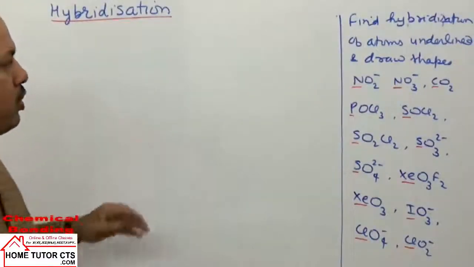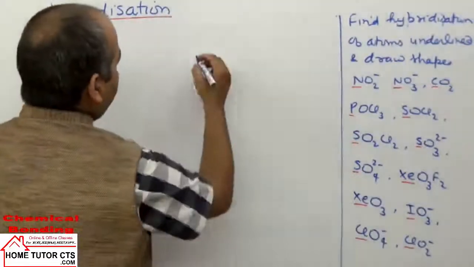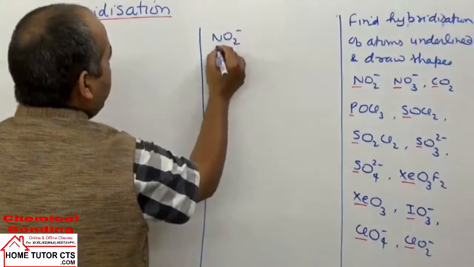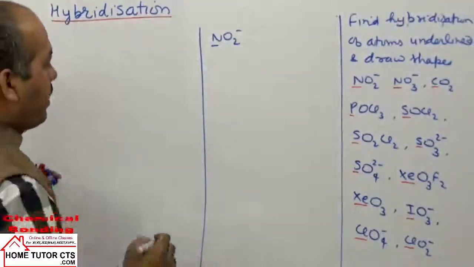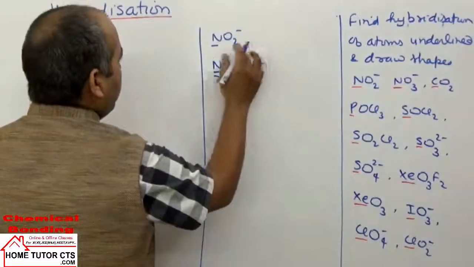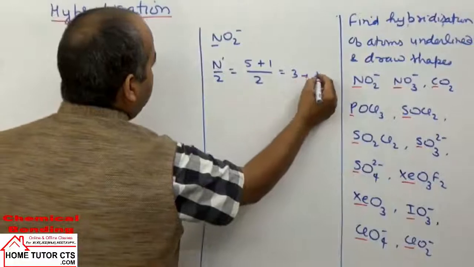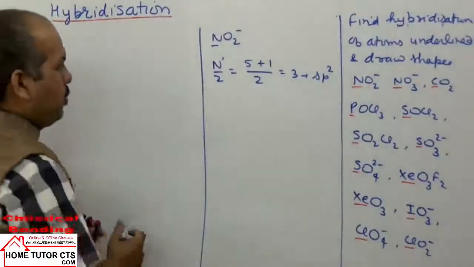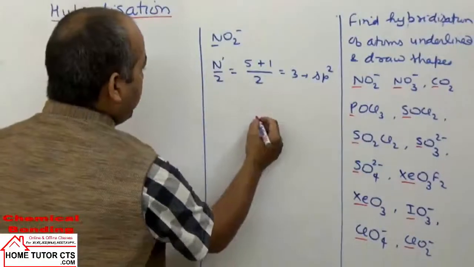Now coming to the solution part of these questions, we can take one example at a time. Let us try first NO2 minus. For nitrogen, what is the hybridization? Find the value of N dash by 2. Nitrogen has 5 electrons in the valence shell, leave oxygen, add the minus charge, divided by 2. So we have 3, and 3 means hybridization sp2. And for sp2 hybridization, the geometry is trigonal planar.